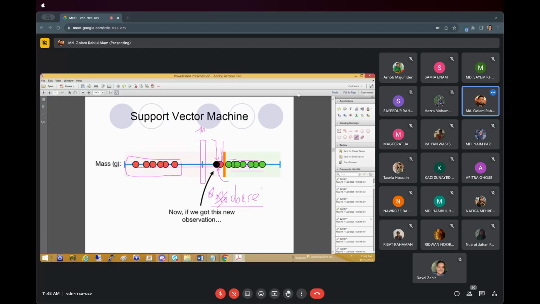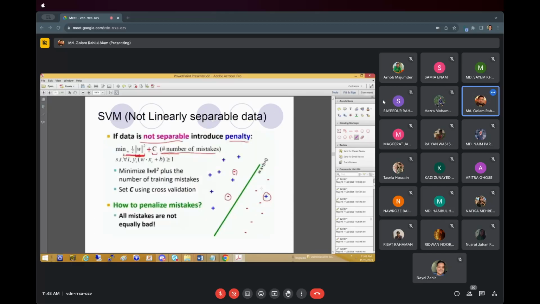That's why we need to convert our hard constraints equation to a soft constraints equation. That means we should allow a few misclassifications here. But we should not allow many misclassifications. So the equation will be like our previous case. This is the equation, and we have to minimize this based on this constraint.